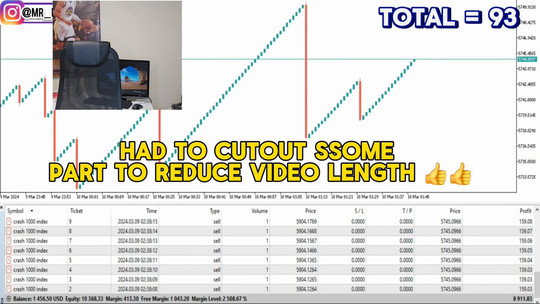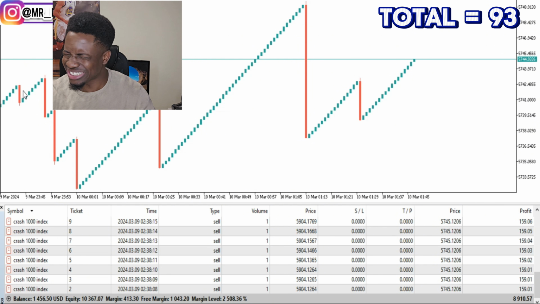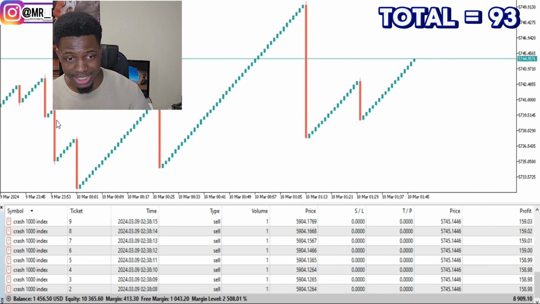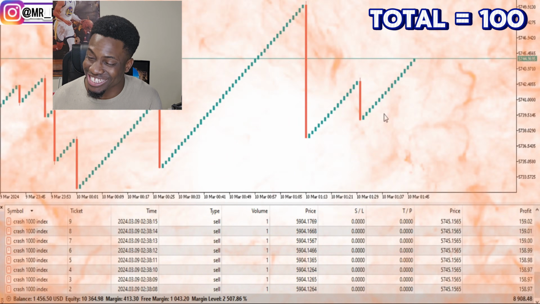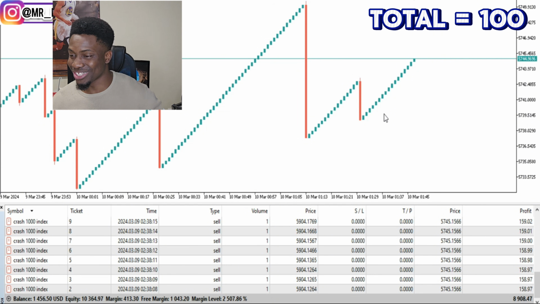From what I can see, seems like we're done. Let's actually just see now. So we stopped at 93, so we're having 94, 95, 96, 97, 98, 99, and 100, guys. This is actually so smooth, guys. We actually just literally caught 100 spikes on Crash 1000 just like that.